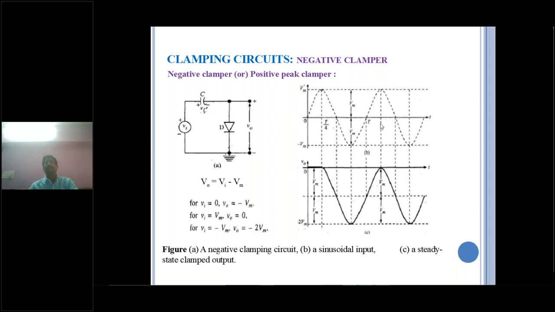Why? Because the average DC voltage value of the input is the 0 volts line, but here the DC voltage value is minus Vm. That's why this is called a negative clamping circuit, or otherwise a positive peak clamper circuit also. The positive peak of the waveform is brought back to the 0 volts reference line below. That's why this is called a positive peak clamping circuit.